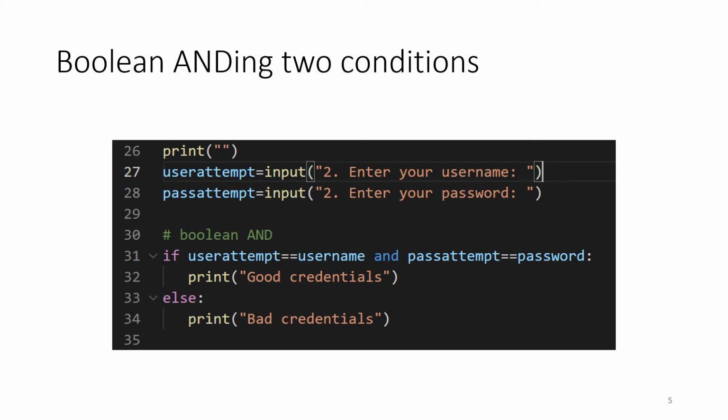And with a Boolean and, both conditions must be true for the overall ANDed condition to be true. So if the username matches and the password matches, then we will go into the true branch of line 32 and print good credentials. Otherwise, if one or the other or both of those conditions fail, or are false, then we will go to the false branch of this if and go to 33, and at line 34 print bad credentials. So here we are not distinguishing between what failed, whether it was the username or the password or both.